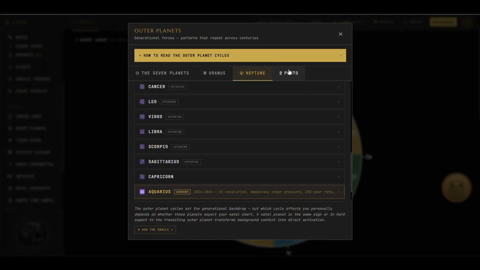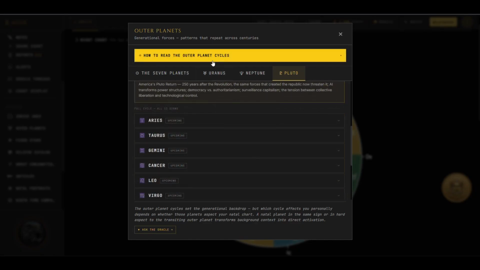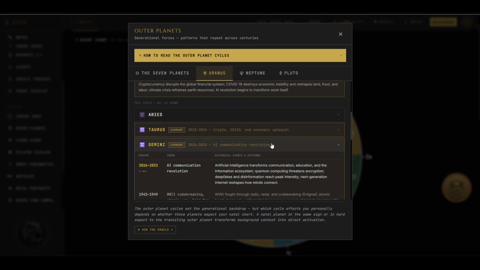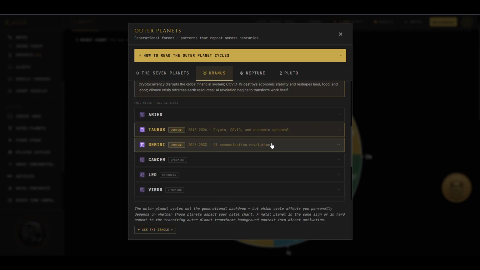Here's where generational undercurrents become genuinely compelling, and where the outer planets show their value as stage setters rather than personal timing planets. Uranus takes 84 years to complete one orbit, so every 84 years, Uranus returns to the same sign it occupied 84 years before, bringing the same broad civilizational theme back into focus under new conditions. Uranus is currently entering Gemini.